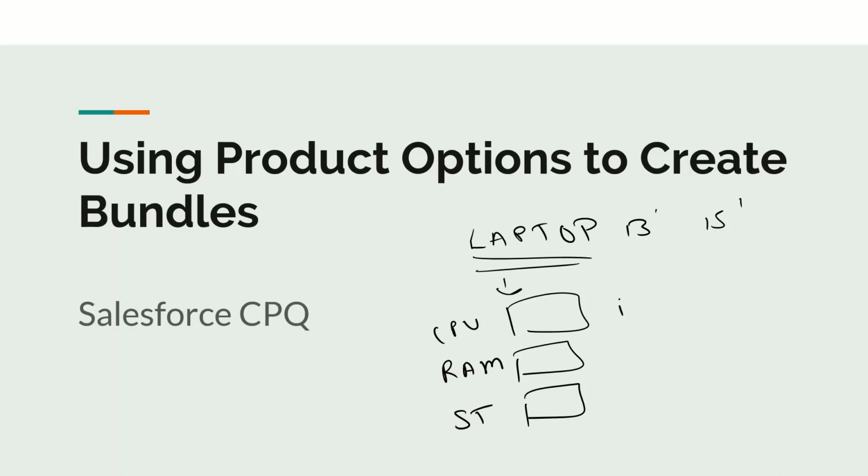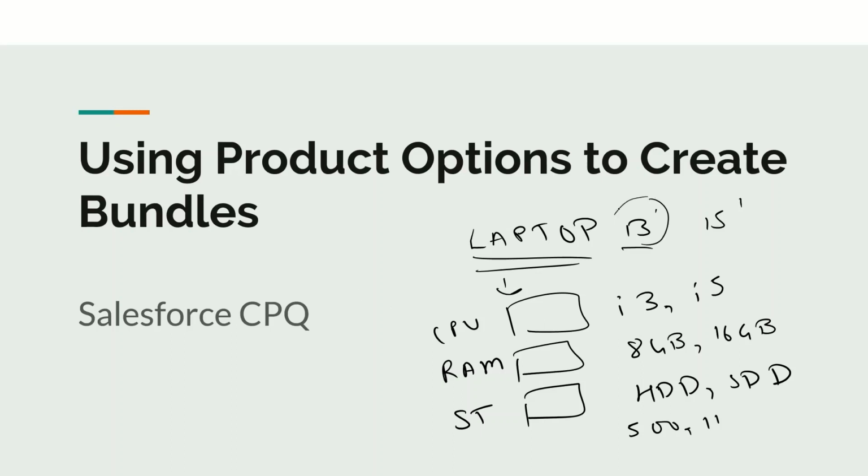So in CPU you can have i3, i5, and in RAM you can have 8 GB of RAM, 16 GB of RAM. In the same way, in storage you can have HDD or SSD, then there are more separations to it: 500 GB you want, 1 TB you want. So in that manner, to create a particular product, we require product options.